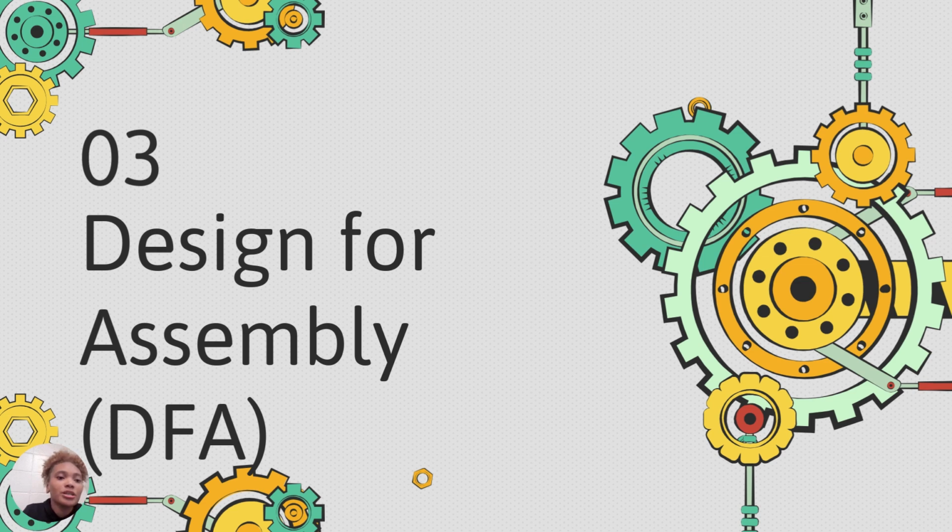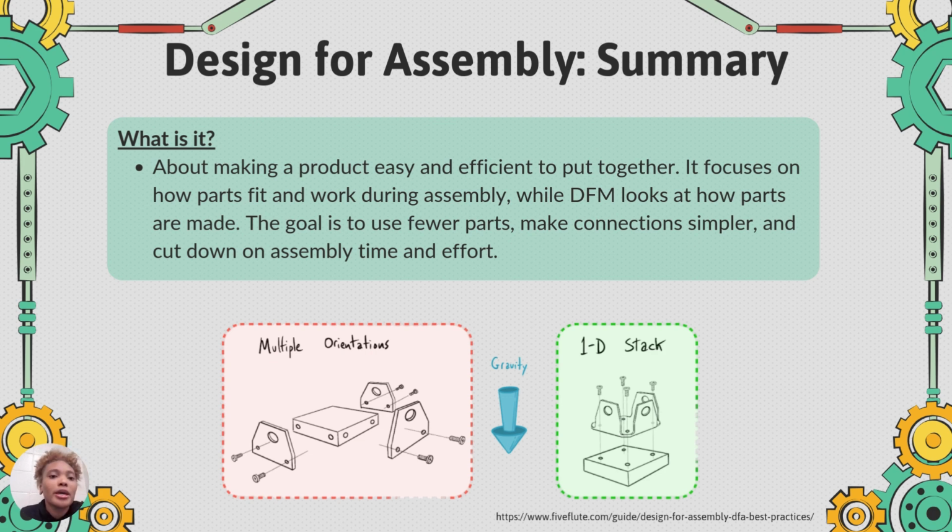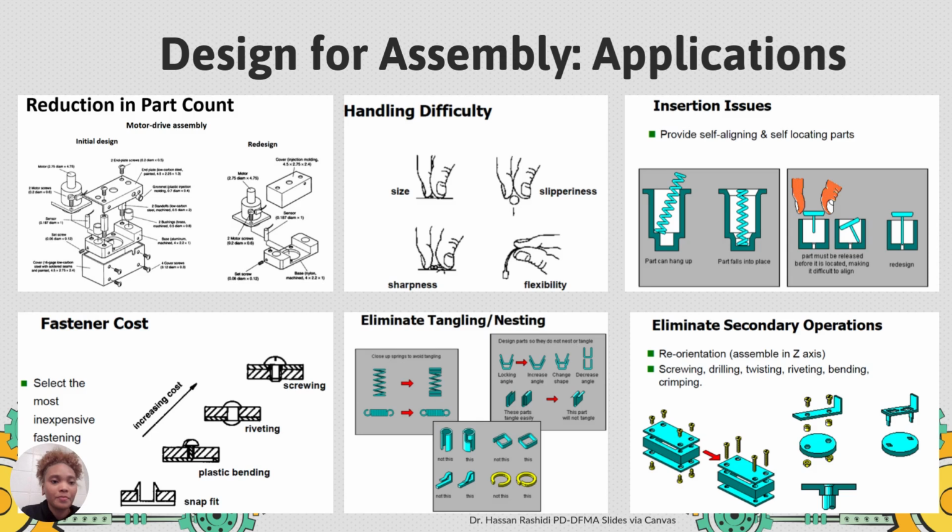So let's move to design for assembly or DFA. DFA is about making a product easy and efficient to put together. It focuses on how parts fit and work during assembly, while DFM looks at how parts are made. The goal here is to use fewer parts, make connections simpler, and cut down on assembly time and effort.